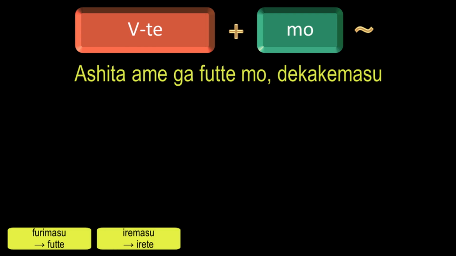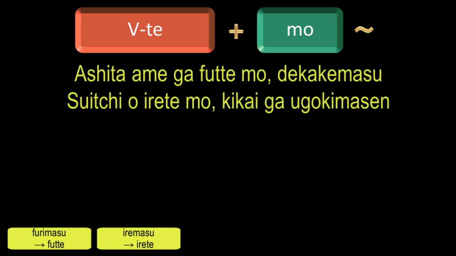The verb iremas means to put in or insert, and in case of a switch, it means to turn on or switch on. Its te form is irete, and by adding mo, we will get the expression irete mo, which means even though I turn on. And to say even though I turn on the switch, the machine doesn't work, in Japanese it will be suichi o irete mo kikai ga ugokimasen. Let me go to the next example.